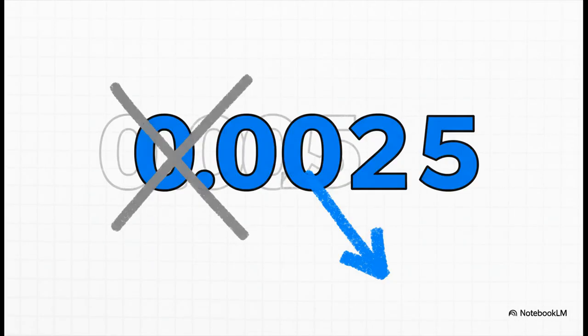Now what about zeros at the front, like in 0.0025? Well, you can basically just ignore them. They aren't telling you anything about how precise the measurement is. They're just placeholders, showing you how small the number is. So we only count the 2 and the 5. That's just 2 significant figures.